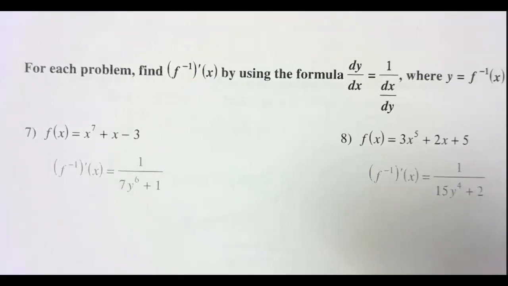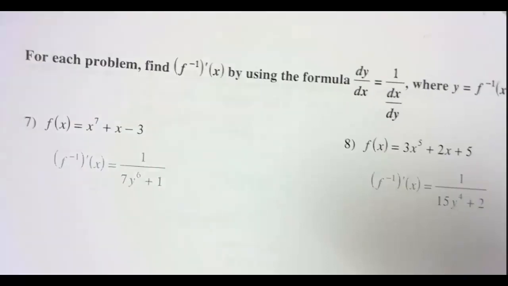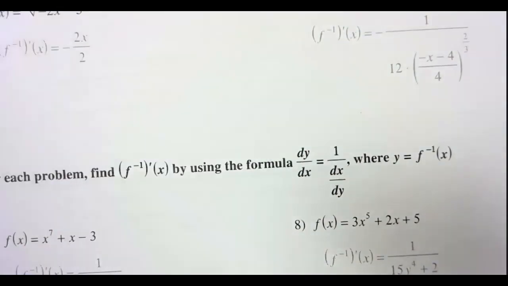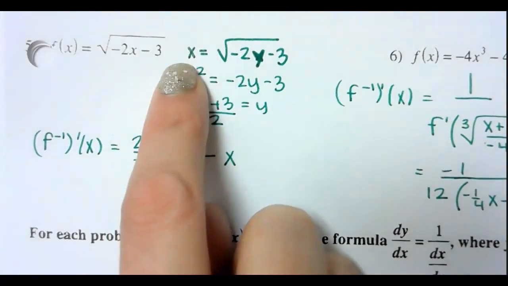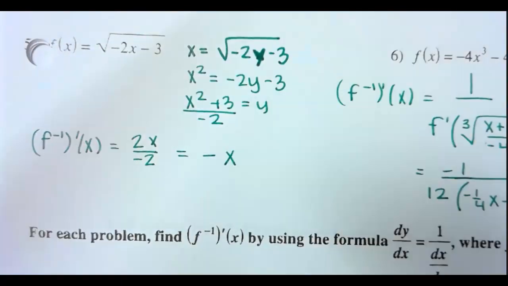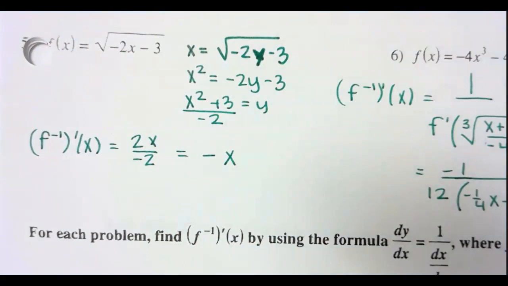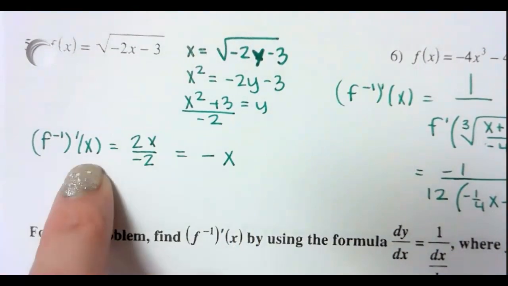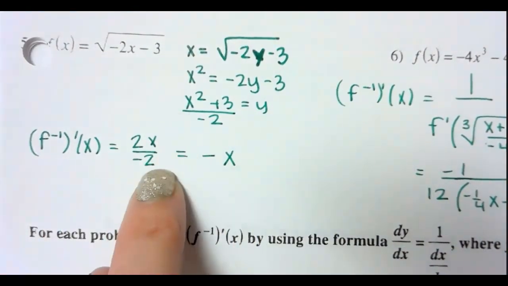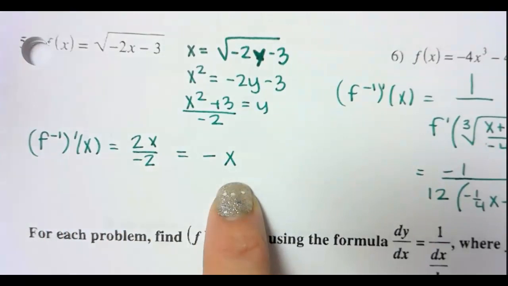So again, the ones I thought were the trickiest were probably those in the middle, just because you have to take your time and really look at them and evaluate. So like something like number 5, where you had to flip-flop because it said by using the theorem up above. So you flipped your x and y, solved for y, and got f inverse prime x equals 2x over -2, which is equal to -x.